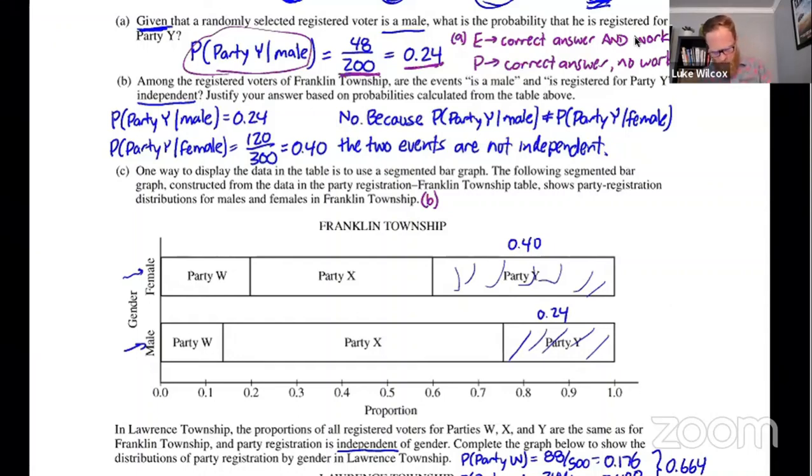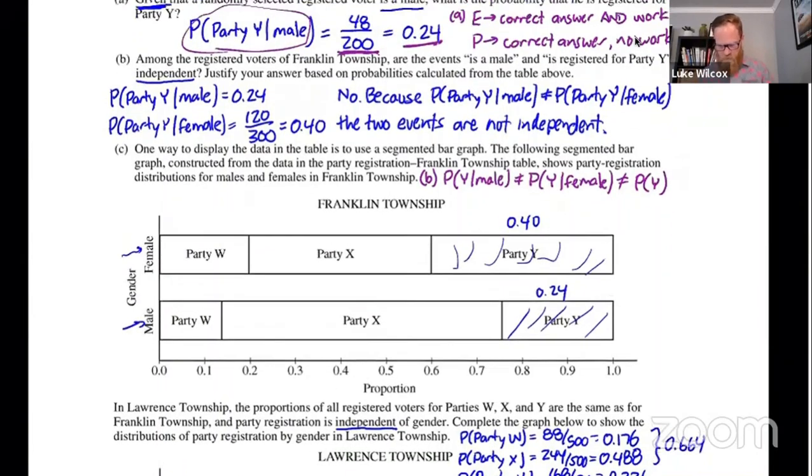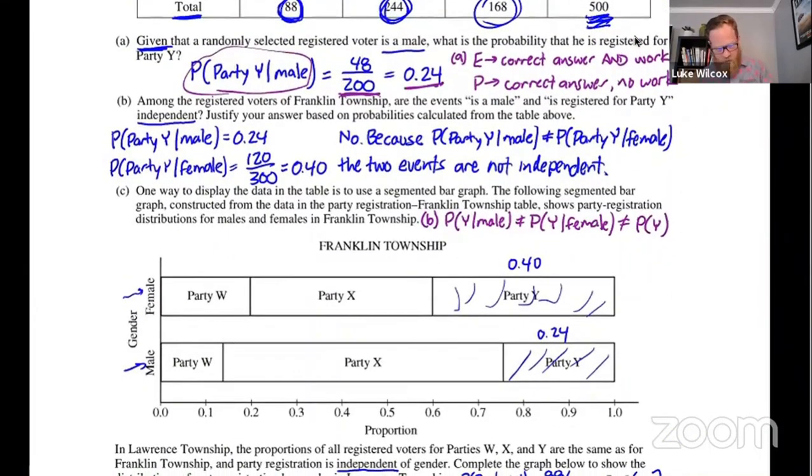We looked at the probability of party Y given that they are a male, and we compared that to the probability that they are party Y given that they're a female. The other probability that could have been used to compare to either one of those is just the overall probability of Y, which we did calculate down here as 0.336. So here's what's needed in order to get full credit here. You have to have 3 components in order to get an E. So let me tell you what each one of those 3 components is.